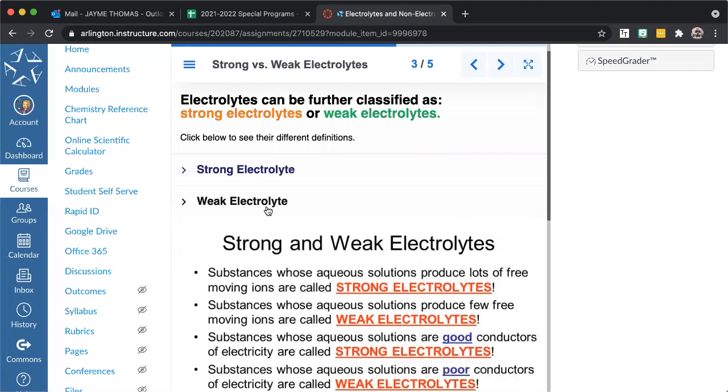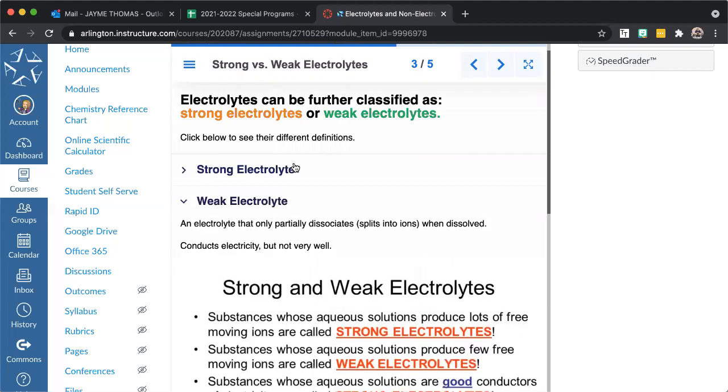Okay. A weak electrolyte, on the other hand, only part of the compound splits into ions. So maybe only like 20% of them split into ions, or 10% or 40%. Okay. But it's not all of it. And so because there are not as many positive and negative ions floating around, it will conduct electricity because it has some ions, but it won't conduct it as well as a strong electrolyte.